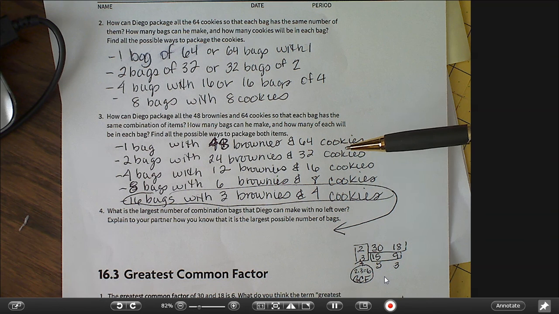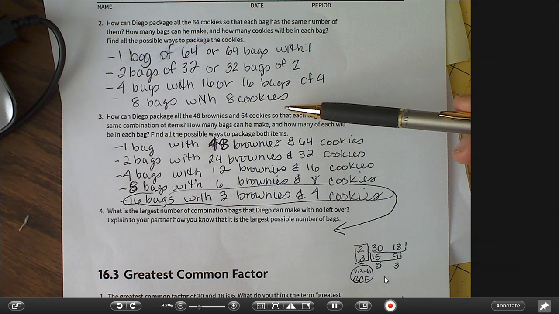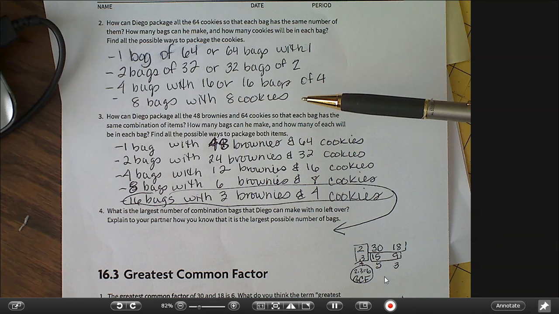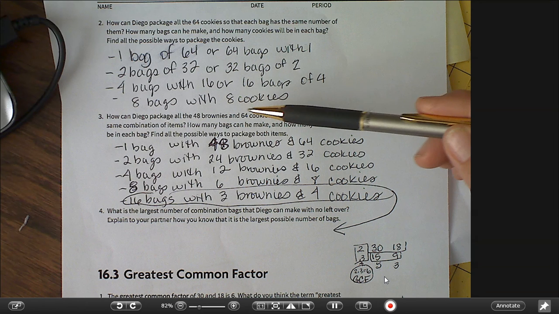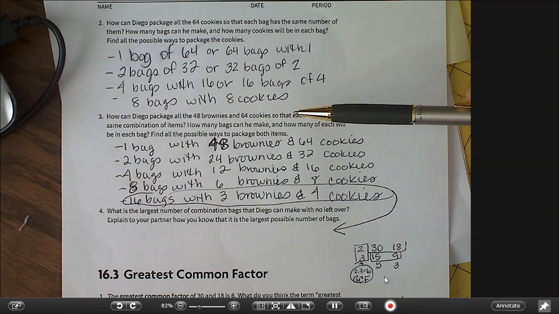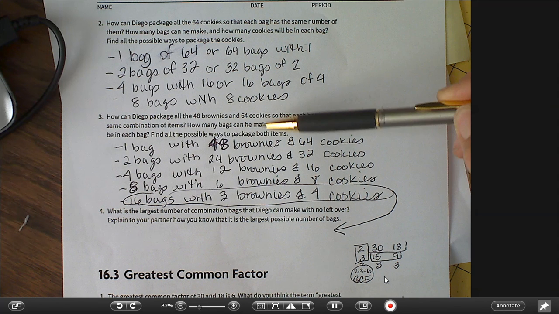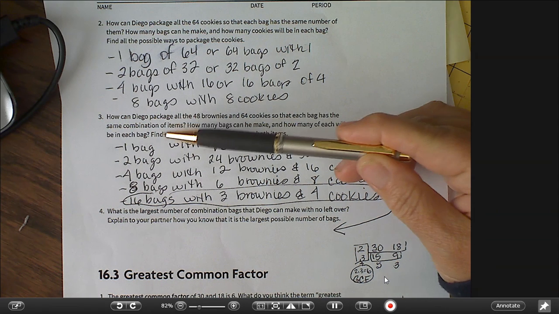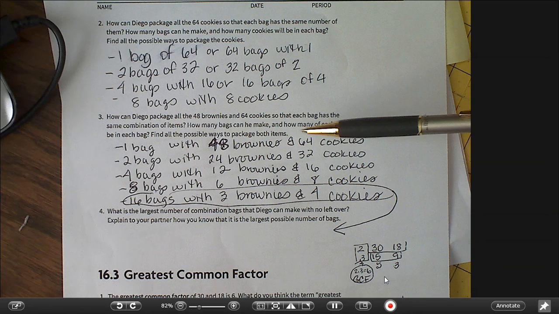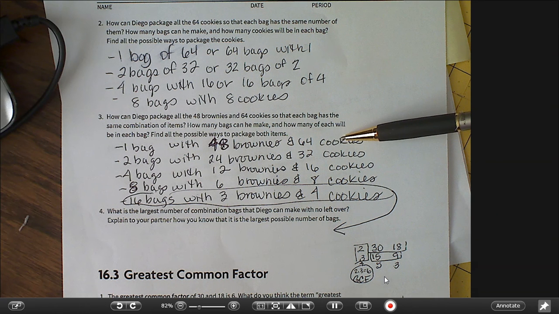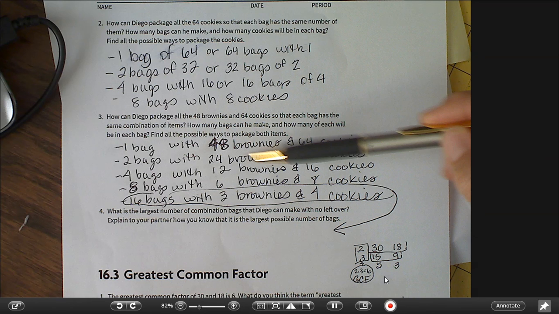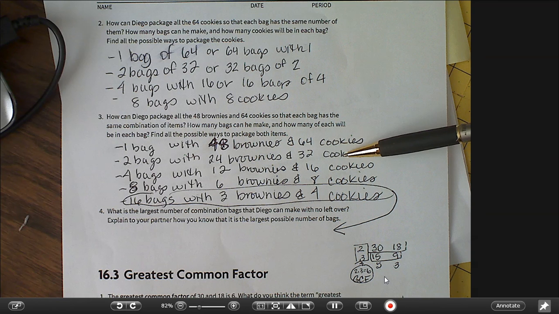So how can Diego package all the 48 brownies and 64 cookies so that each bag has the same combination of items? How many bags can he make and how many of each will be in each bag? Find all the possible ways to package both items. So he can do one bag with 48 brownies and 64 cookies. Or he could do 2 bags with 24 brownies and 32 cookies.